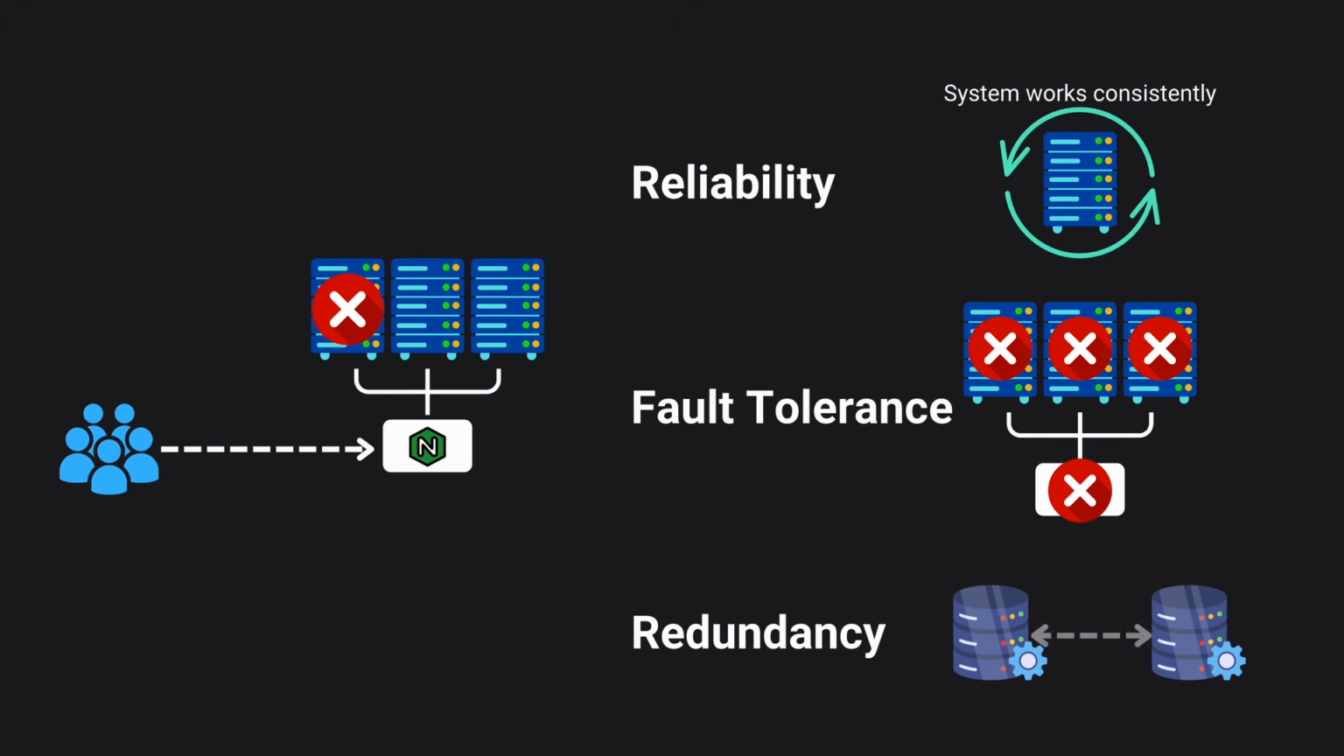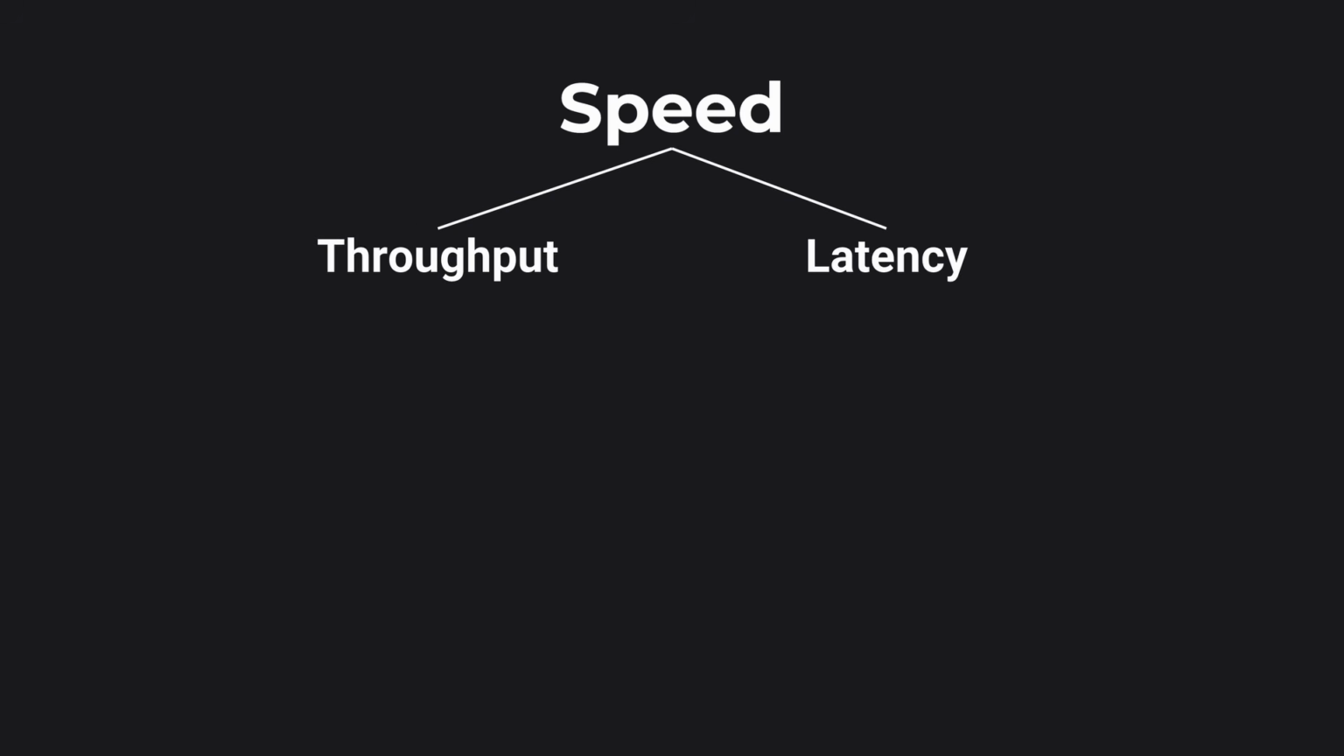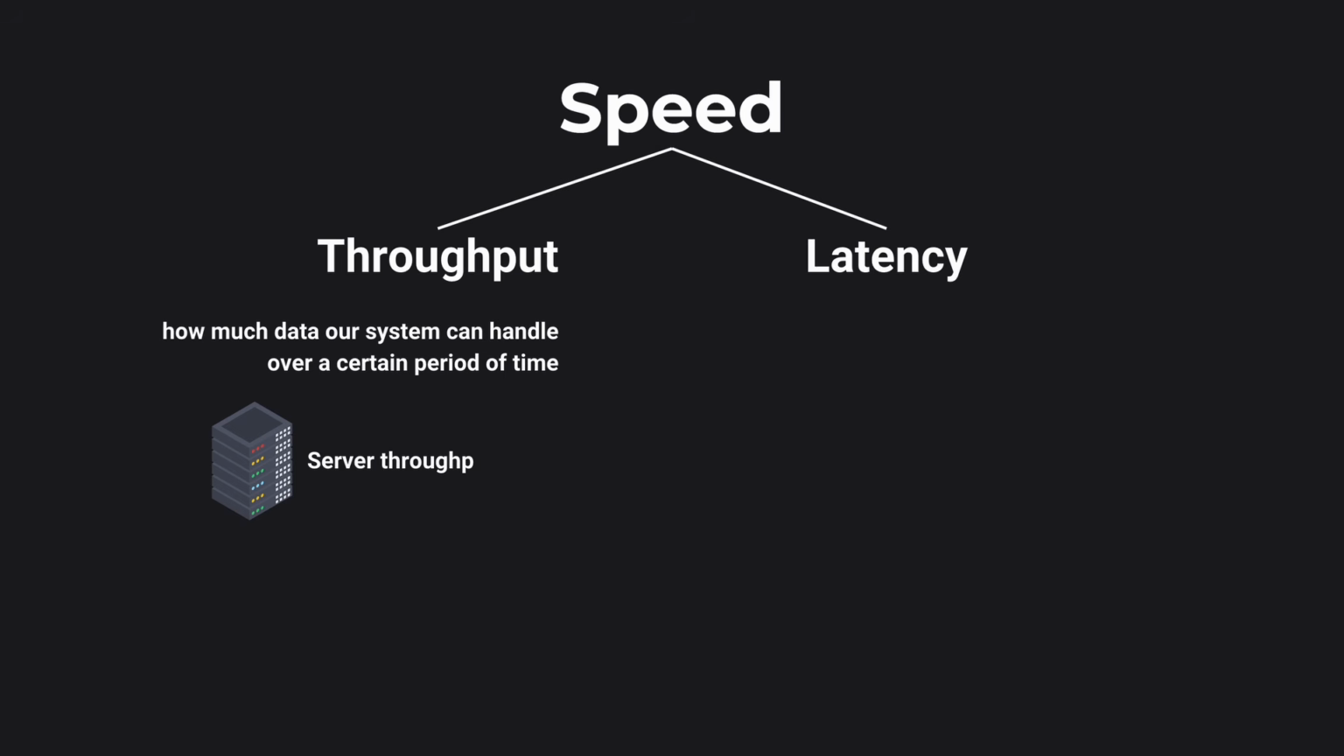We also need to measure the speed of our system, and for that we have throughput and latency. Throughput measures how much data our system can handle over a certain period of time. We have server throughput, which is measured in requests per second. This metric provides an indication of how many client requests a server can handle in a given time frame. A higher RPS value typically indicates better performance and the ability to handle more concurrent users.